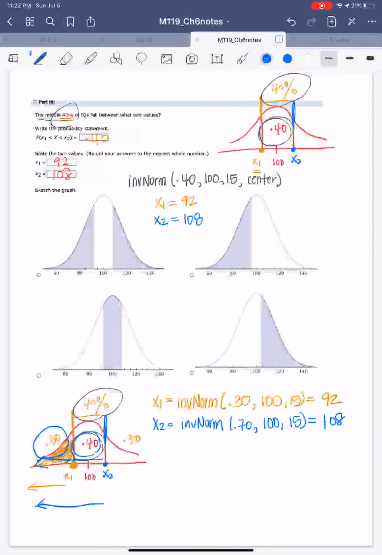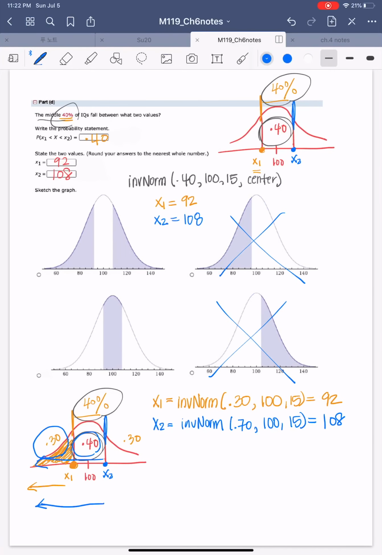Okay, the last part is identifying the correct one. I can eliminate the right side one because those represent just one shaded part. So it will be the top or the bottom one. You know the values 92 and 108 represent the 40% middle part shaded in, right? Because it's given as the middle, not the tail. So I'm picking the bottom left side as my final answer.